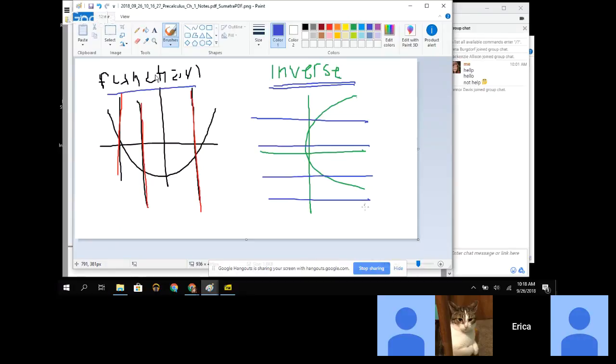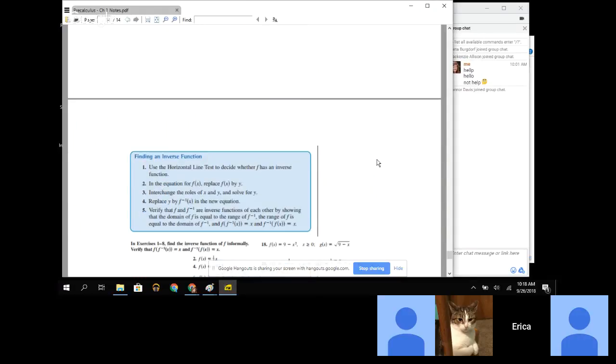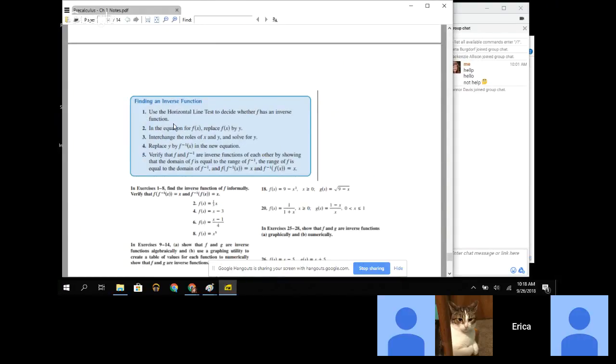And that's in your notes. If you have the second page, what it says is the first step to finding the inverse of a function. How do you find the inverse of a function? Use the horizontal line test to decide whether f even has an inverse function. And then we talk about the steps for how to actually find the inverse. We'll go through each of those steps.